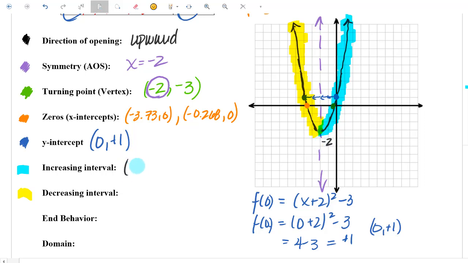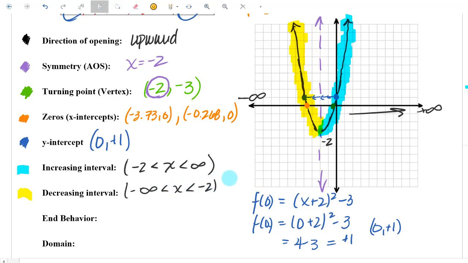And we're going to say that it increases from -2, not including, because that point's the turning point, so it doesn't actually increase. And it includes all the x values from -2 all the way up to positive infinity. All right, and our decreasing interval is going to be coming from -infinity on the x values, and it's going to go all the way down to -2. So we're going to say it decreases from -infinity, all of the x values, up to -2, not including, sorry.